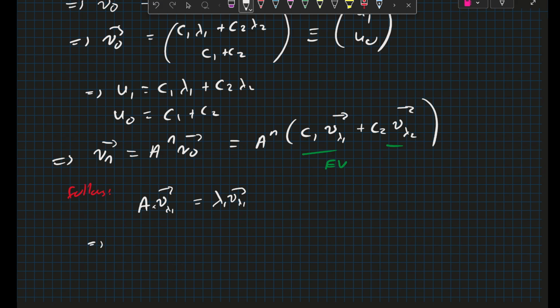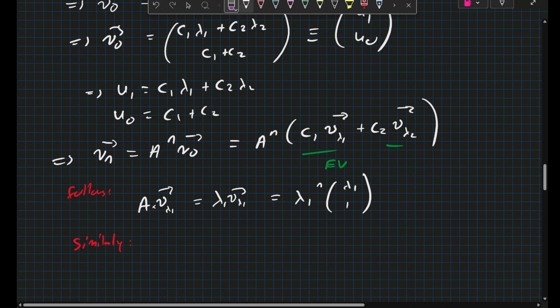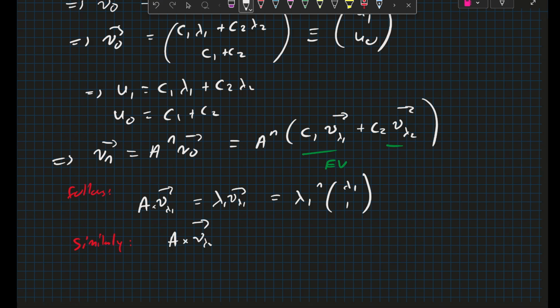So what we can say is that that must be true, and that will also equal lambda 1 to the n times (lambda 1, 1). And similarly, it follows the same that A times v of lambda 2 equals lambda 2 v of lambda 2, which is lambda 2 to the n times (lambda 2, 1).